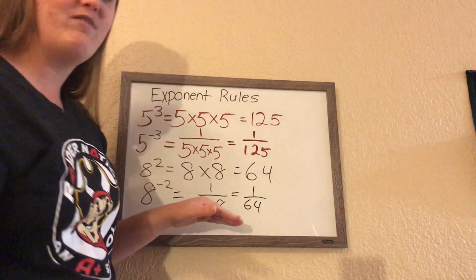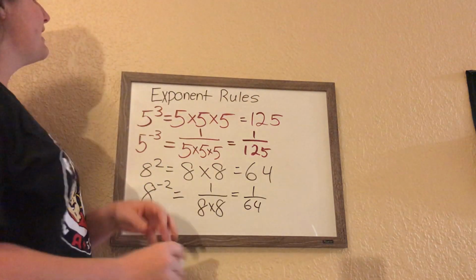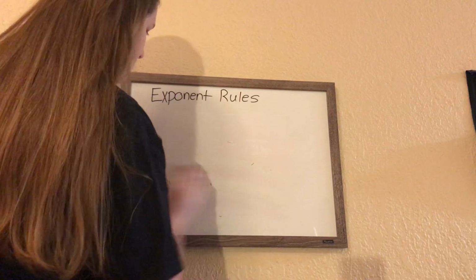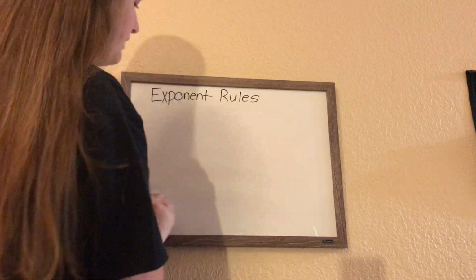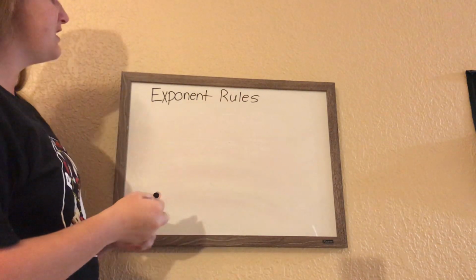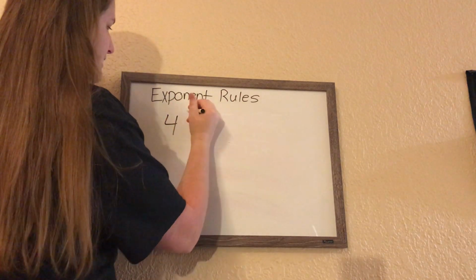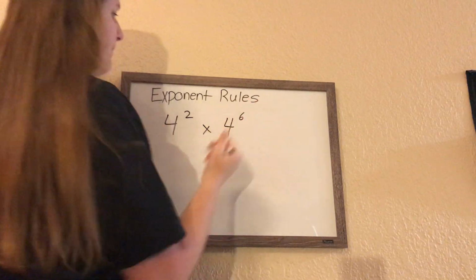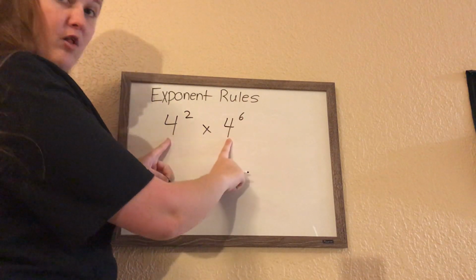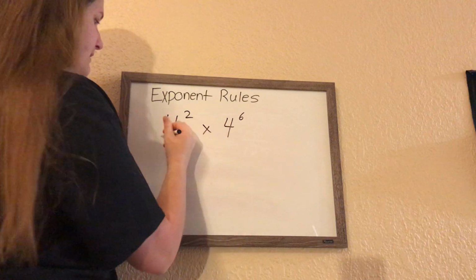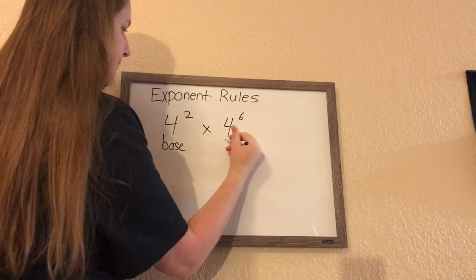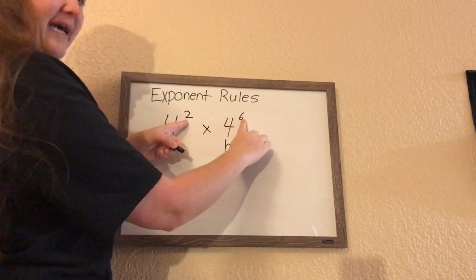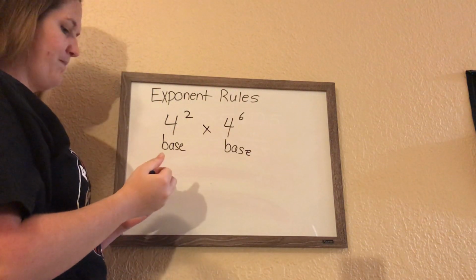Okay, now aside from these rules that we talked about last week, let's get into some new stuff. Okay, you guys are going to be presented with some problems that look like this. These numbers here, the large numbers, are called bases. Okay, and then these numbers up top, these are called the exponent. I think you already know that part.